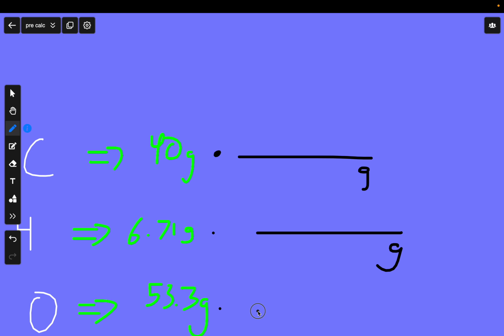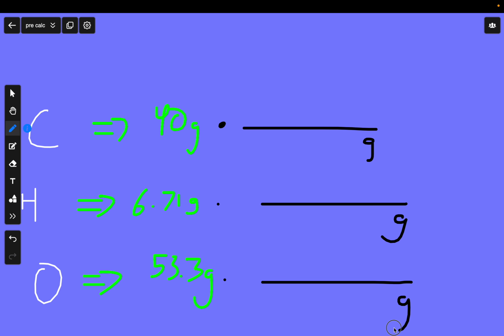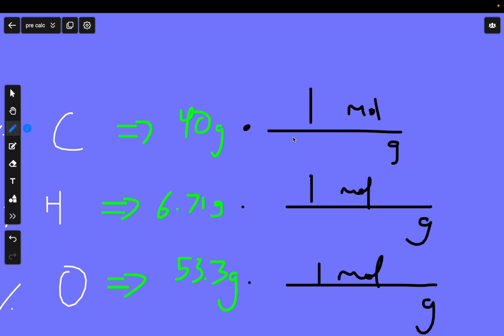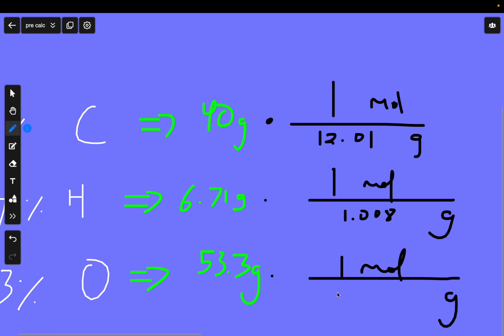On all of these, we want to cancel the grams. And we want 1 mole of this. We want 1 mole of this. 1 mole of this. 1 mole of this. So 1 mole of carbon is around 12.01 grams. 1 mole of hydrogen is around 1.008 grams, and 1 mole of oxygen is around 16.